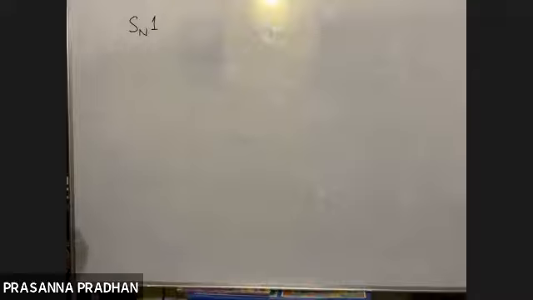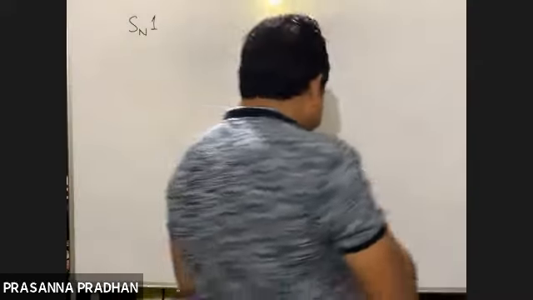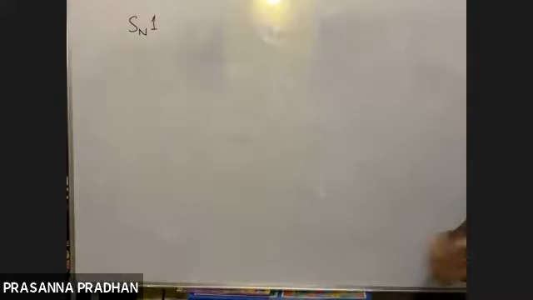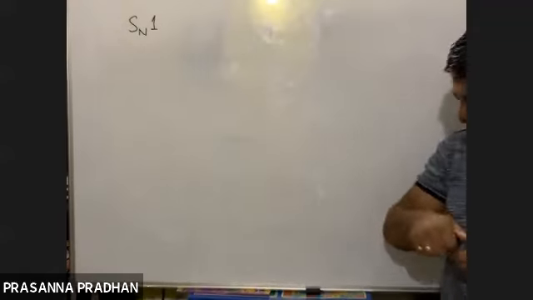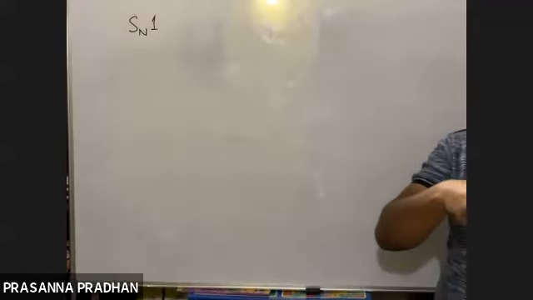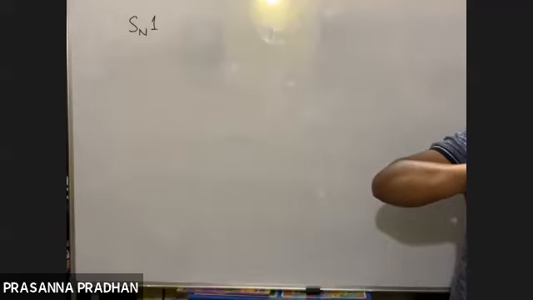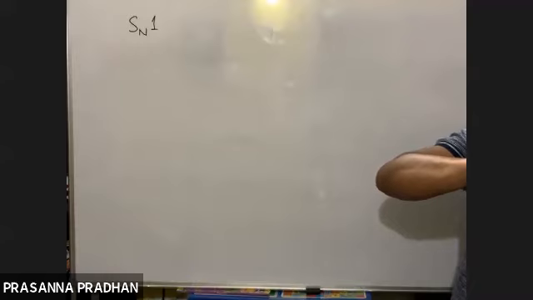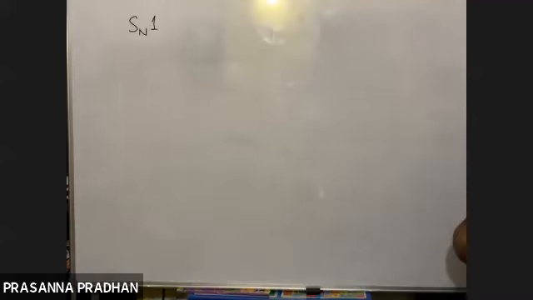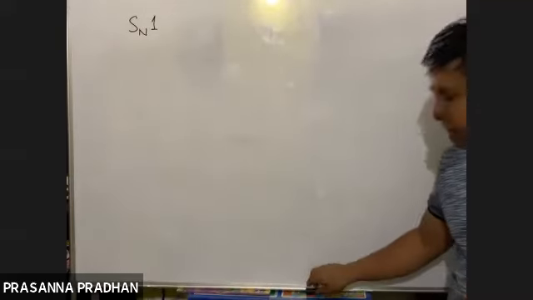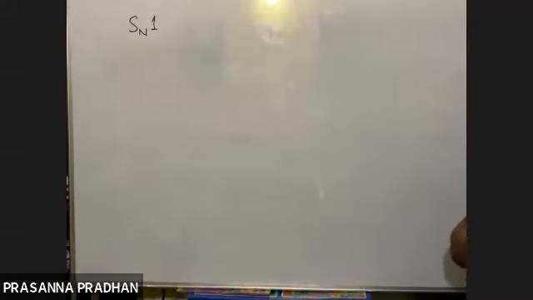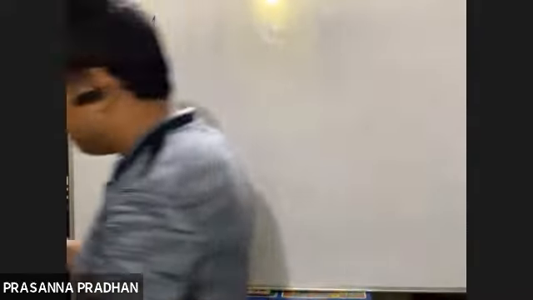So what do you mean by unimolecular reaction, by the way? Or what is a bimolecular reaction? Unimolecular reactions are those where only one molecule is involved in the rate determining step. Bimolecular means there are two species which are involved.